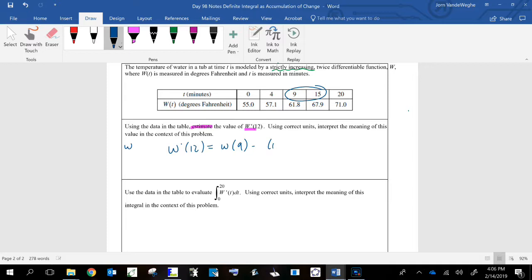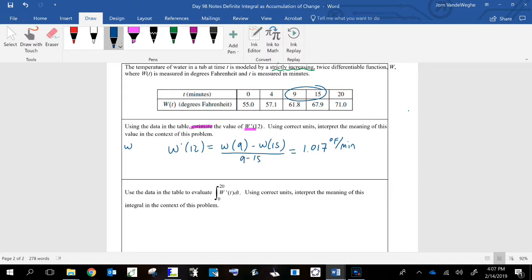Okay, I want to find w of 9 minus w of 15, change in y over change in x, over 9 minus 15. And when I do that, I end up with 1.017. Remember, round to the thousandths place. What are my units? It's a derivative, it's a rate. Degrees Fahrenheit is the y value, divided by the x value, which is minutes.